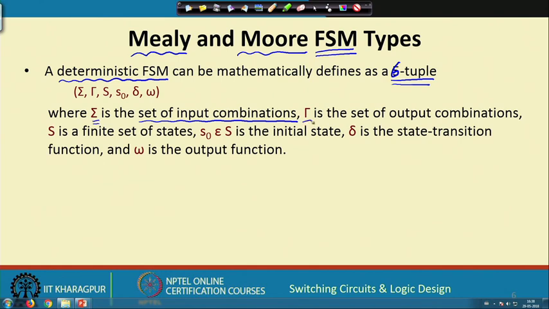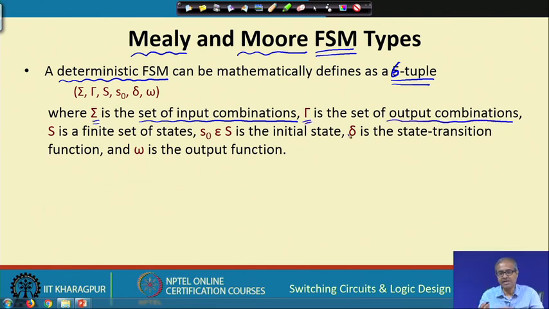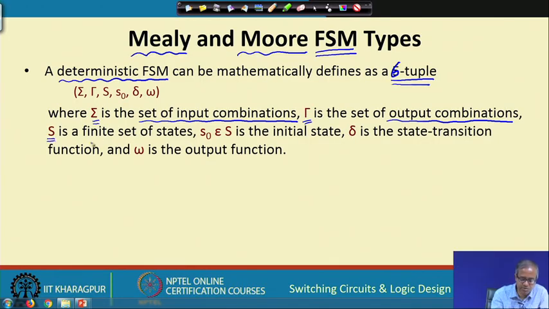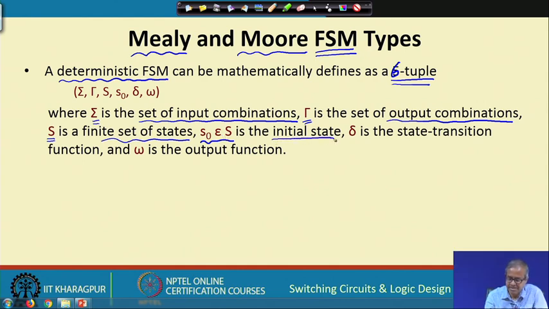Sometimes we call it the input alphabet. What are the possible input combinations? Similarly, gamma is the set of output combinations. In the same way, if there are 4 output lines, there can be 16 possible output combinations, 2 to the power 4, that is gamma, the set of all possible output combinations. Capital S denotes the set of states. Whenever you have drawn the state transition diagram, you have some idea how many states there are. Like in the example that I have given, there are 4 states A, B, C, D. And small s 0, which is a member of S, is the initial state, because you have to mention from which state you have to start.